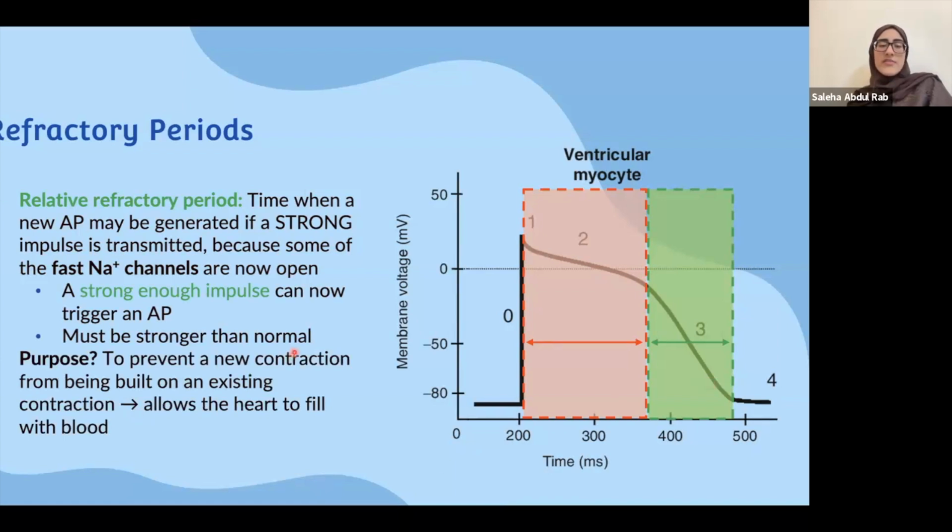Okay, and that's just the purpose of refractory periods again that I've just repeated.